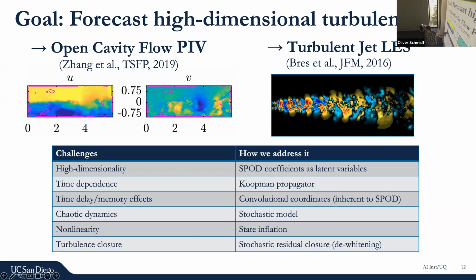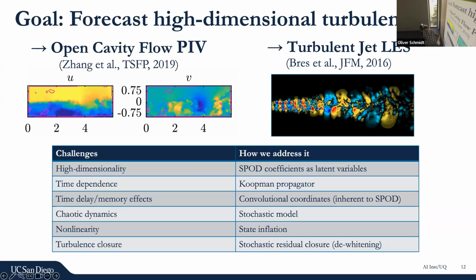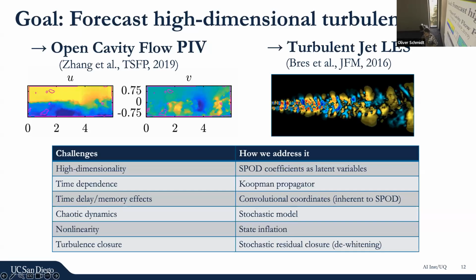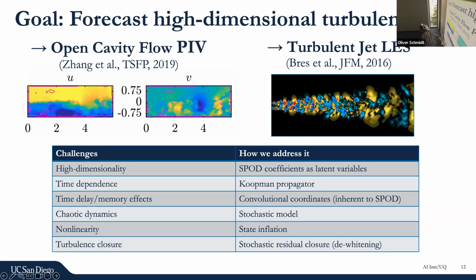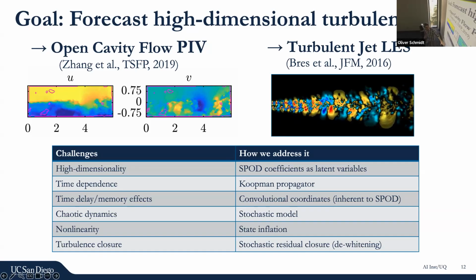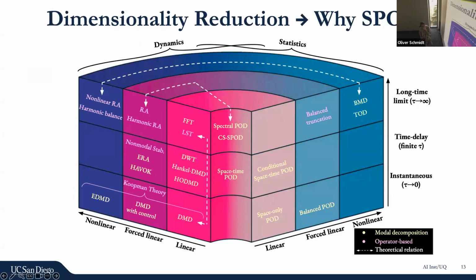These flows are turbulent. They're stochastic. This one even has noise. We're going to devise a stochastic model that has random inputs that are then colored to give us the correct color of the noise. Nonlinearity in particular, we're going to address by state inflation. I'm going to explain what that is. And the turbulence closure is a stochastic residual closure via de-whitening filter. Okay, this is just to put things into perspective.